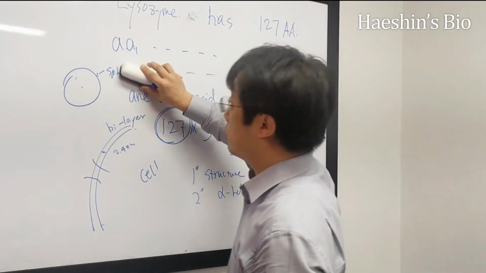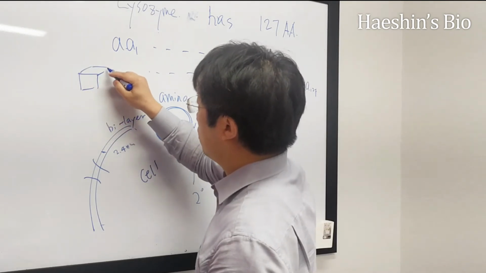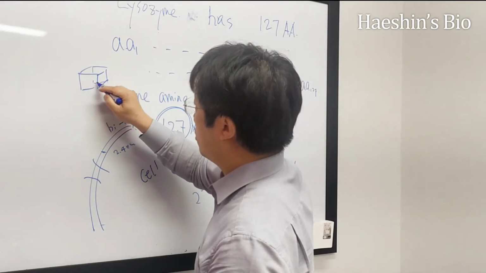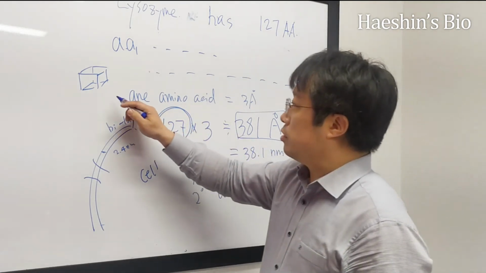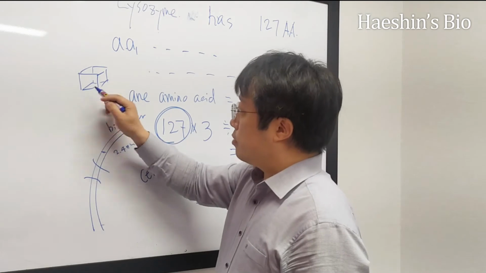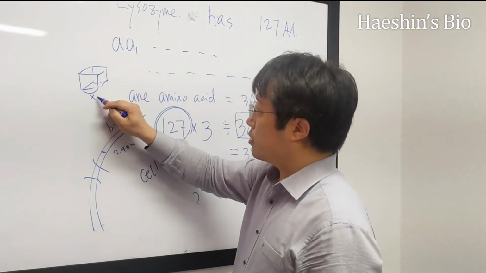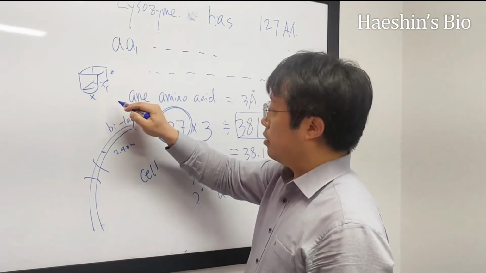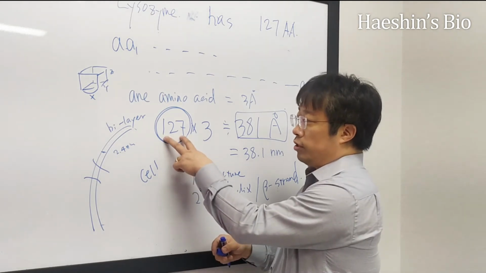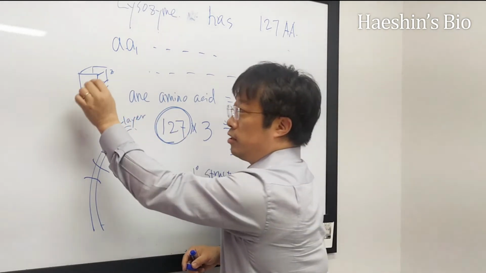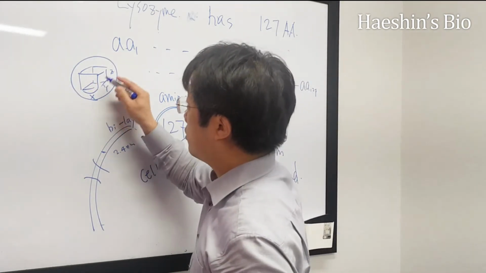Can we think about this? Instead of a sphere, maybe we have this dice-like hexagonal structure. And then you ask how many amino acids can fit along X, Y and Z. So this is basically like a puzzle. You have a unit of 127 amino acids packing to each other. So this will be the overall size of the protein.